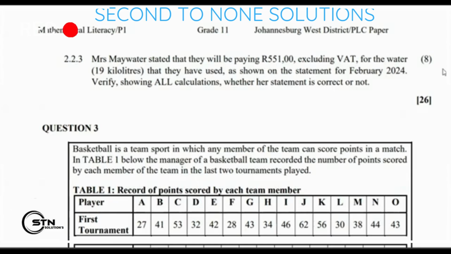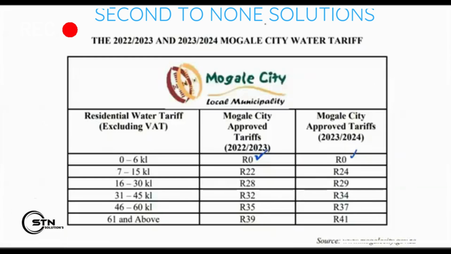So for water tariffs, we shall always use that table, the water table. Let's go. First and foremost, we need to realize we are looking at 19 kiloliters. I'm going to use this space here to look at this, but then I will teach you how to do it. Definitely 19 is in between 16 and 30.